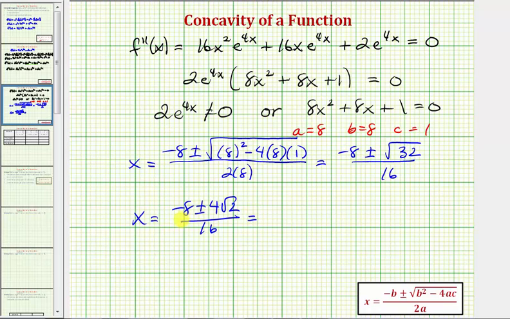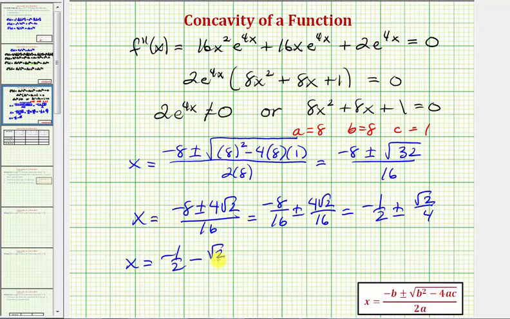To simplify this, let's break it up into two separate fractions. We'd have negative 8/16 plus or minus 4 square root 2 over 16, which would be negative 1/2 plus or minus, and here we'd have square root 2 divided by 4. So the two locations of possible points of inflection would be x equals negative 1/2 minus square root 2 divided by 4. And then the other x value would be x equals negative 1/2 plus square root 2 divided by 4.